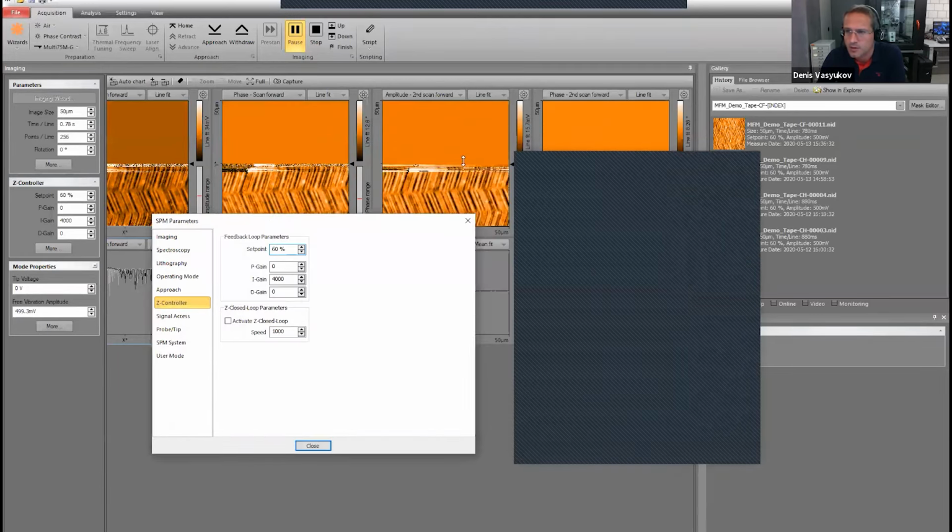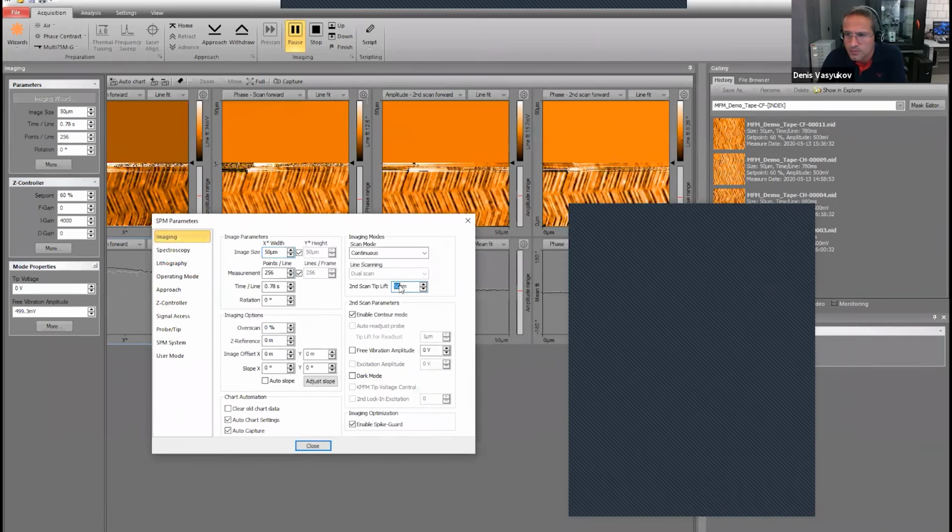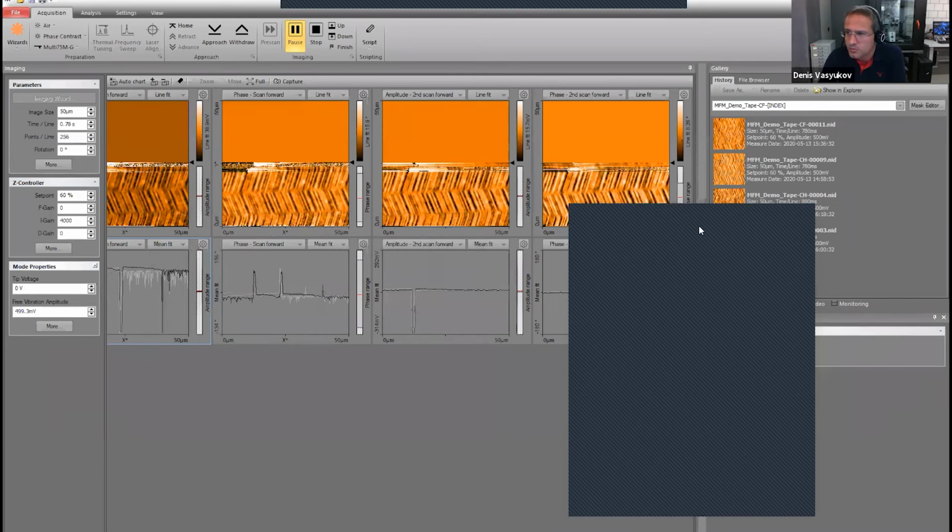So you see there's a bit of dirt on the surface. I went a bit too close to the surface, so I'm going to lift a bit, go back to 80 nanometers so the image can recover.